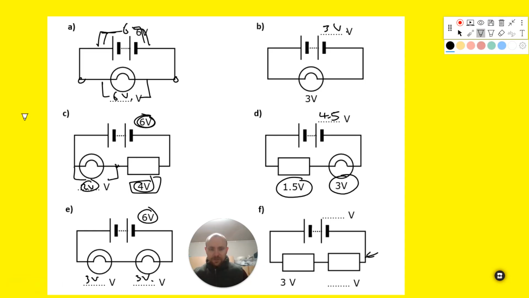Again, these resistors here, I think we're assuming they are the same resistance. Therefore, this must also be 3 volts, and therefore this must be 6 volts. Don't forget, though, that if these lamps or these resistors had different resistances, then the voltages might not be shared equally, but they would still total the battery voltage.